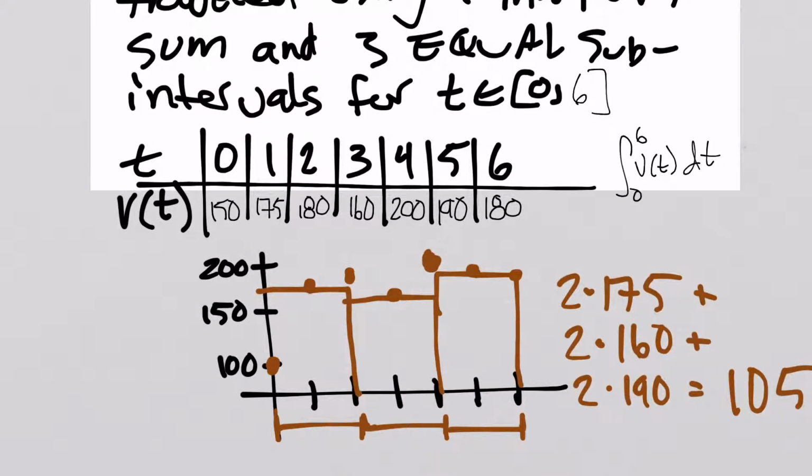So that's a basic idea. There are L sums, R sums, M sums, and T sums, trapezoid sums. So now you will be working through a few problems, and you'll see what you can do. Good luck.